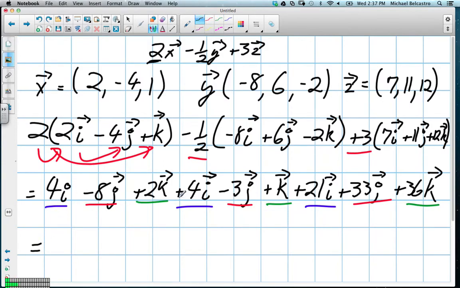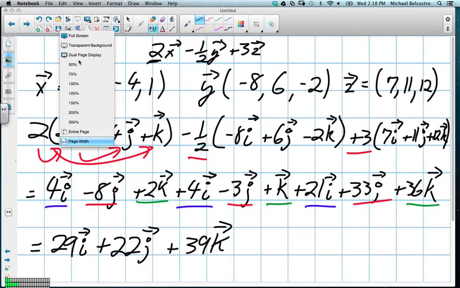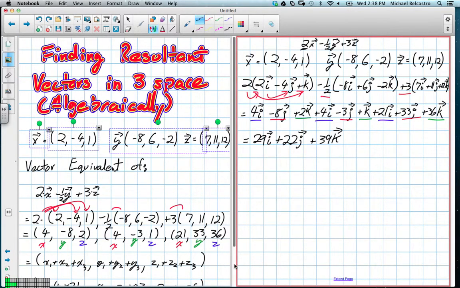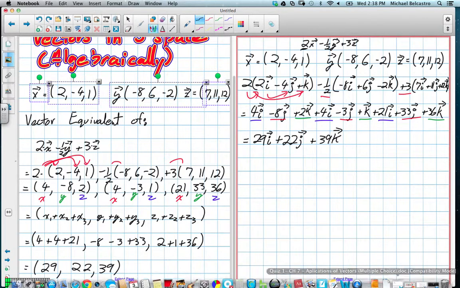So 4 and 4 is 8 plus 21 is 29 vector i. Forgot to put the vector there. Negative 11, 22 vector j. And I think it becomes 39, right? Negative, oh, wait, isn't that right? K3, yep. 39 vector k. So if we look at both pages, we've got the same answer twice. We just did them 2 different ways, one in component form and one using unit vectors.